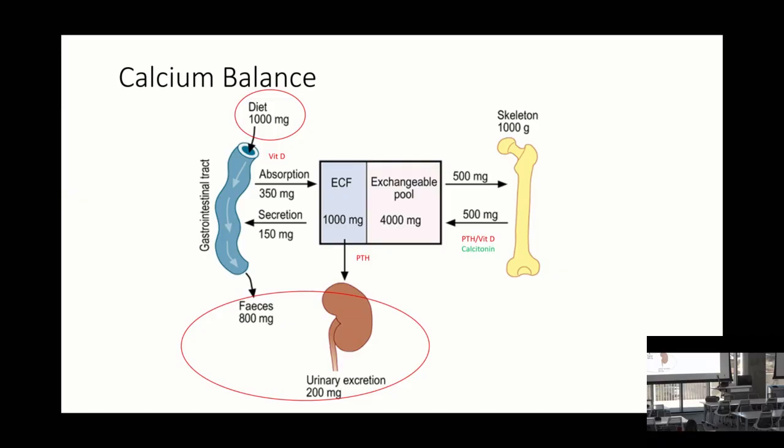So these different hormones work in concert with one another to make sure this balance is maintained. As you can see, there's an exchange of about 500 milligrams between the bone and the circulation, highlighting the fact that the bone is not just a static tissue, okay?